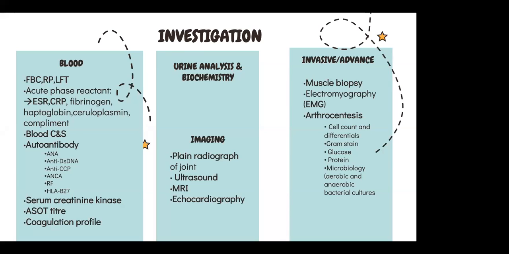ASO titer, if it is positive, it might indicate an increase in titer of antibody formation. For example, in strep throat, in suspected acute rheumatic fever, there is an increase in titer of antibody to group A streptococcus. It might indicate evidence of strep infection. Coagulation profile, lupus anticoagulant, you can do this in lupus anticoagulant or hemophilia. As you know, hemophilia is something to do with coagulation factors 8 and 9.